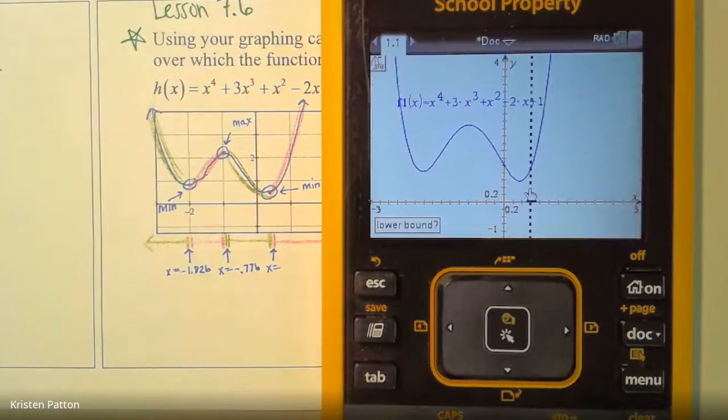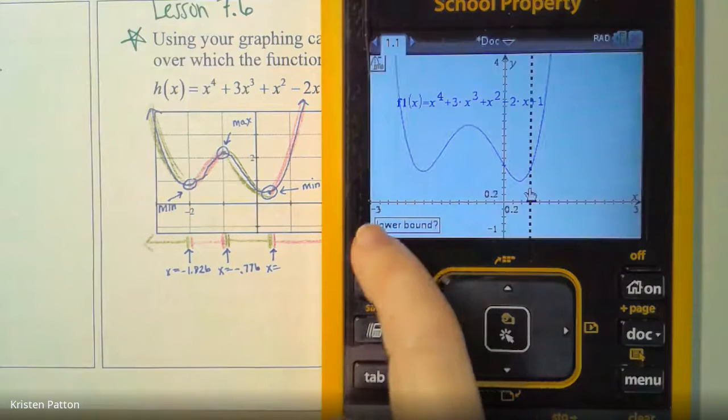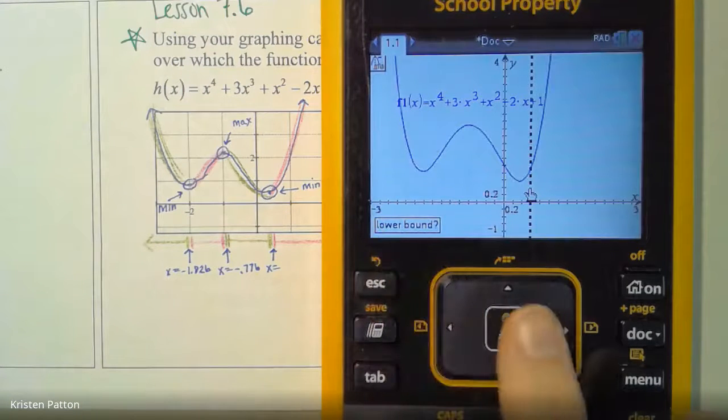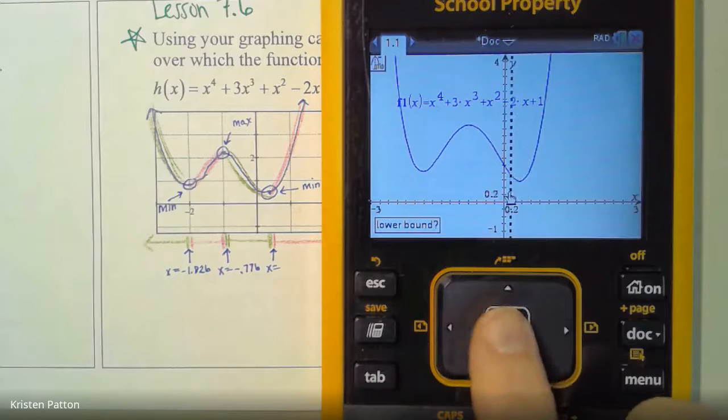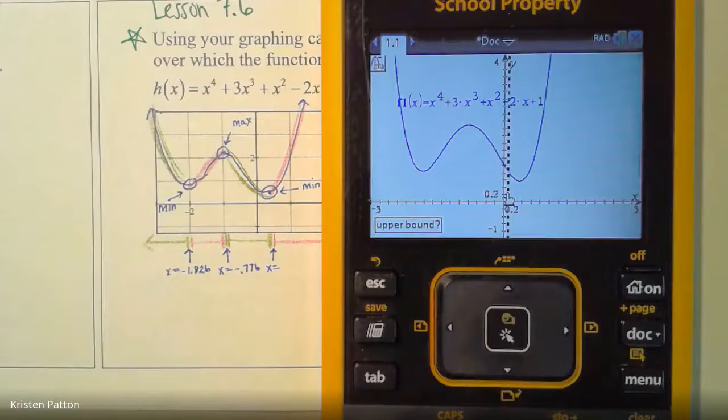So I'm going to go to minimum and hit enter. And by the way, it's the same questions there, just phrased differently. Instead of saying left bound, it says lower bound. Use your mouse and just click it when you're on the left side of that minimum.